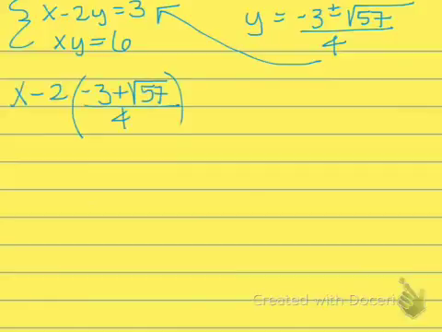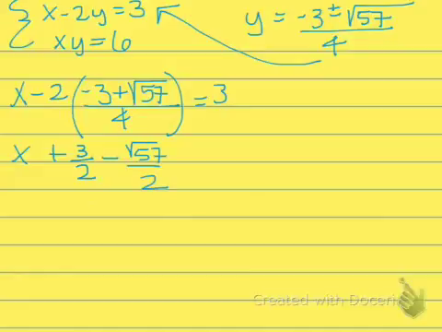So there's our y. Now we're going to take it and plug it back in. So we get x minus 2 times y equals 3. And since we have a positive and a negative, we're going to have to do it twice. We'll do it this time with the positive. When we multiply here, we get x, and then negative 2 times negative 3/4. The 2 is going to cancel with the 4, so we're left with negative times a negative is positive 3/2. And then the 2 is going to cancel with the 4 again when we multiply by the square root of 57, so we get minus square root of 57 over 2, and all of that equals 3.